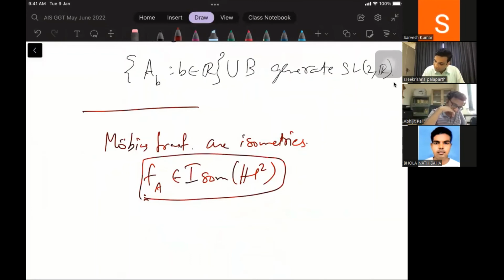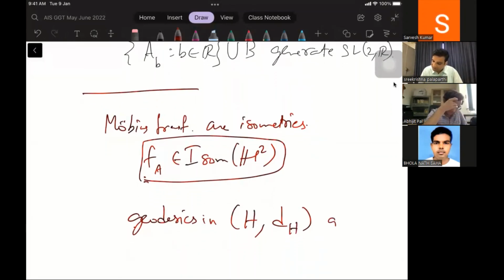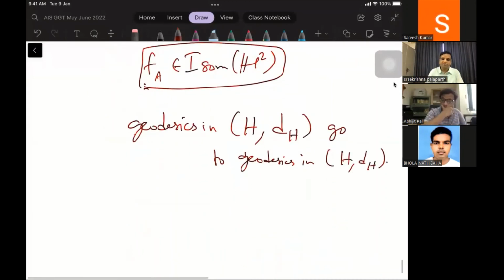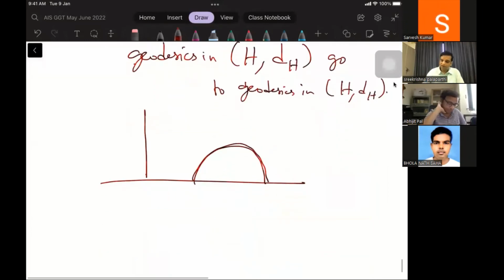Okay, and geodesics in H, d_H. Remember, there is also a metric going on H, defined by the infimum of lengths of smooth curves connecting two points. So these geodesics in (H, d_H) under this map F_A, they go to geodesics. One can show that using that formula for distances, one can show that geodesics go to geodesics. Using this, you can capture that if you take a vertical line, it maps to a semicircle like that, and hence these also become geodesics. Okay, so using that fact, you can capture that all semicircles with center on the real line also are geodesics.